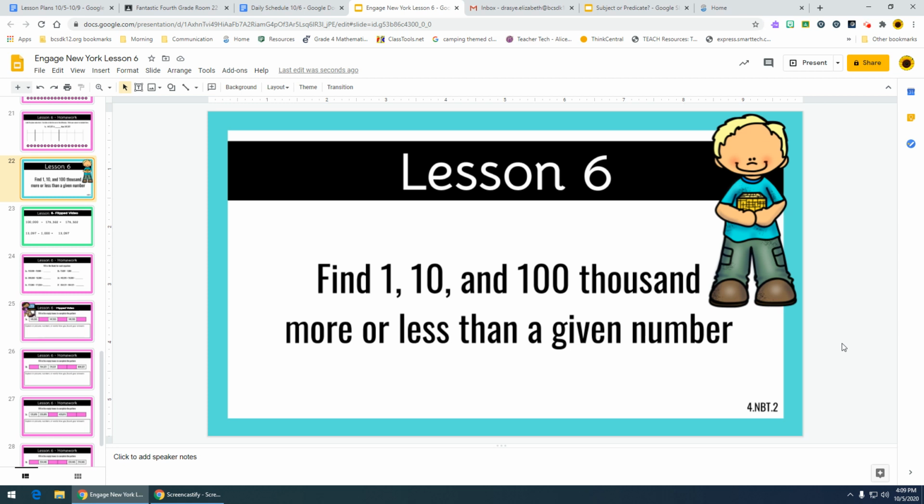Today we are going to continue working on lesson 6. The objective of this lesson is to find 1, 10, and 100,000 more or less than a given number. Yesterday we used a place value chart and disks to represent the number and then added or took one away depending on what the problem says. Today we're going to use mental math in order to solve.